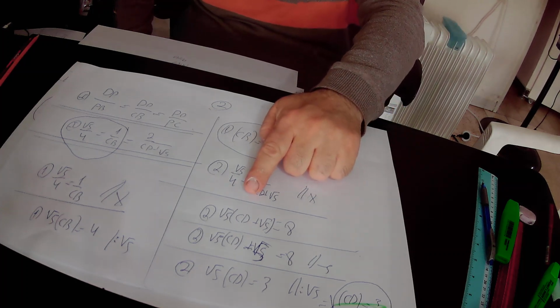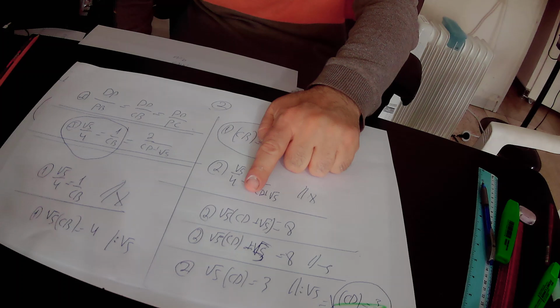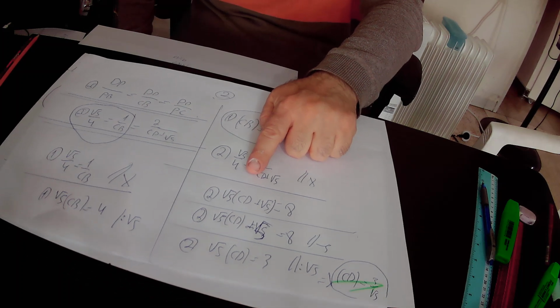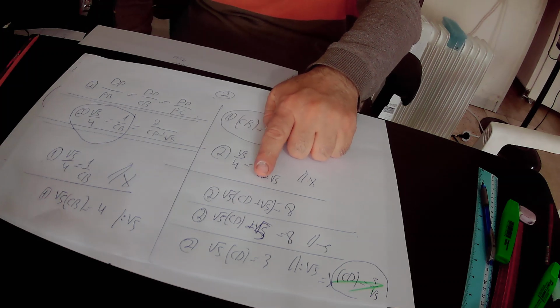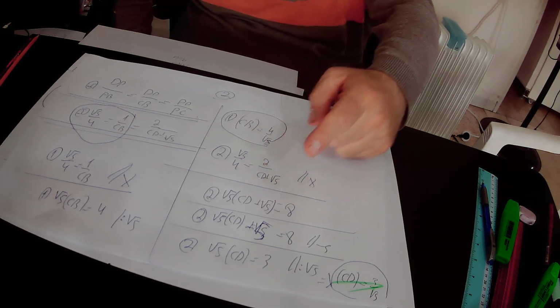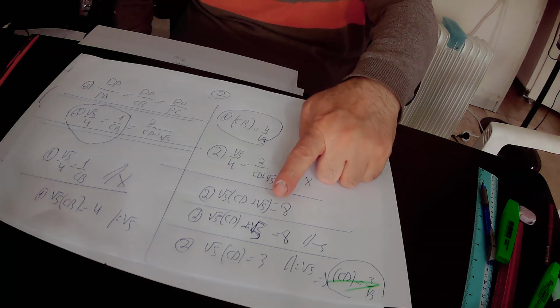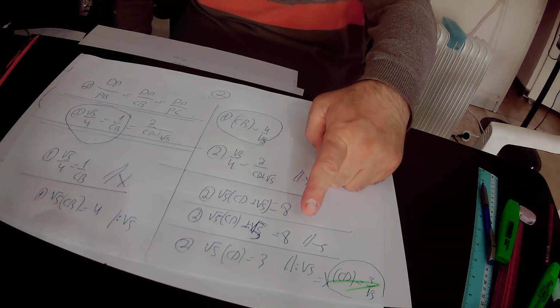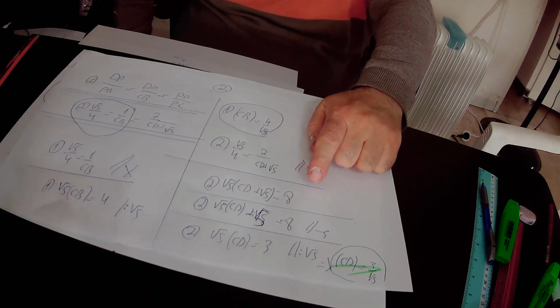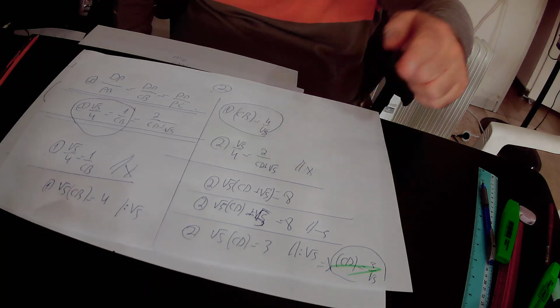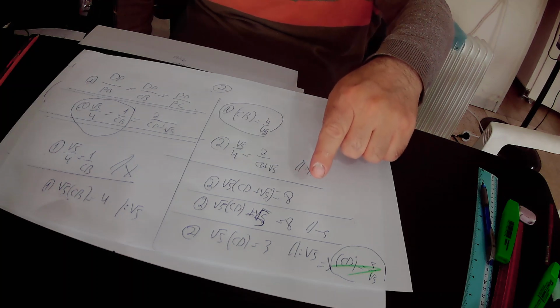Here we open the brackets on this side of equation 2, and find that square root of 5 times CD plus square root of 5 times square root of 5, which is 5 of course, equals 8. So square root of 5 times CD plus 5 equals 8. Here we subtract 5 from equation 2, and finally find that square root of 5 times CD equals 8 minus 5, which is 3.